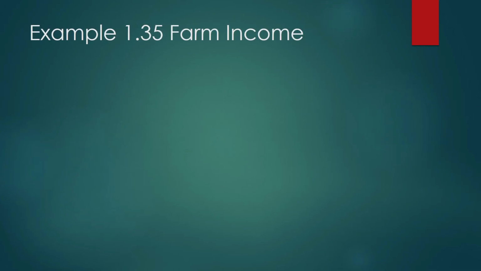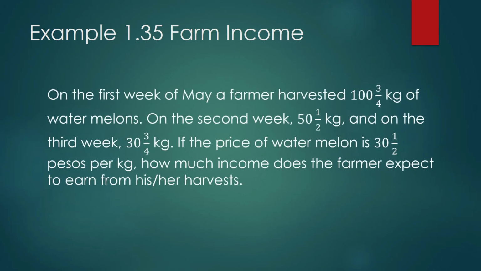Example 1.34, farm income. On the first week of May, a farmer harvested 100 3/4 kilograms of watermelons. On the second week, he harvested 50 1/2 kilograms. And on the third week, 30 3/4 kilograms. If the price of watermelon is 30 1/2 pesos, that's 30 pesos and 50 centavos per kilogram, how much income does the farmer expect to earn from his or her harvests?